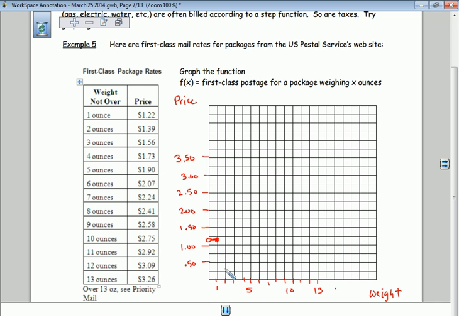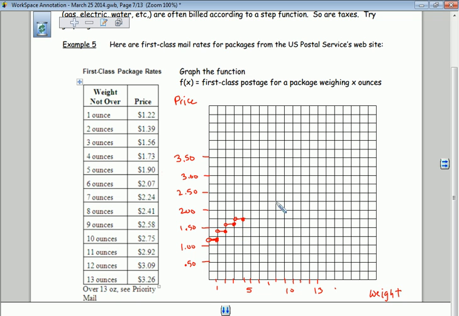Okay. Then what happens at 1 ounce? Anything over 1 ounce but under 2 would jump up to $1.39. So not at 1, because at 1 it's this one, but all the way up to 2, it would look like that. And then what would happen? This would go up to 1.56. So an open over to a closed. And then this would go up to 1.73. So we're almost right here. It's really close. They're slightly under. I tried to put it slightly under.